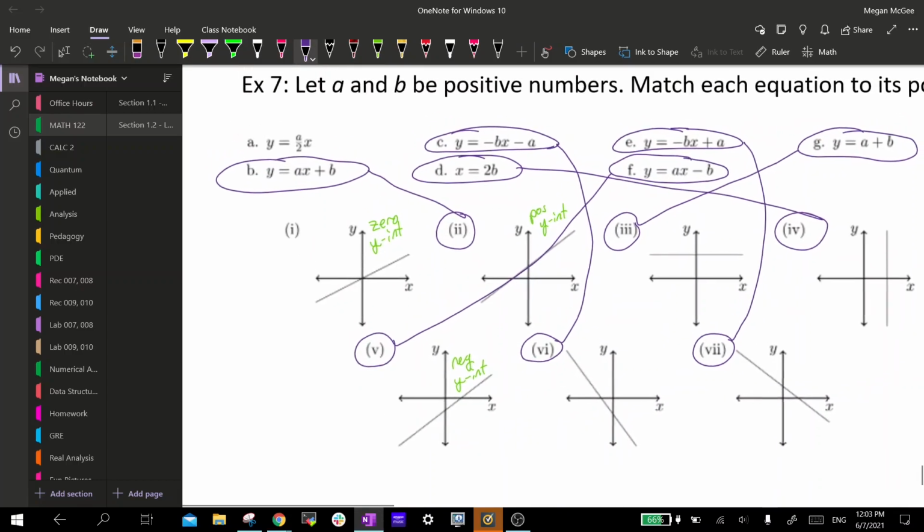And then the only one left is y is equal to a over 2 times x. And we need to match that one with graph number 1. And that makes sense because we said graph number 1 has a 0 intercept. So we could technically write plus 0 over here and nothing would change, right? So that's where we get our 0 intercept from.